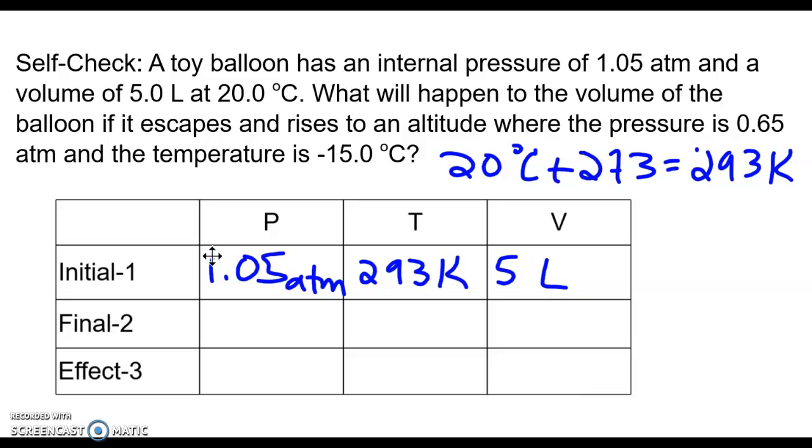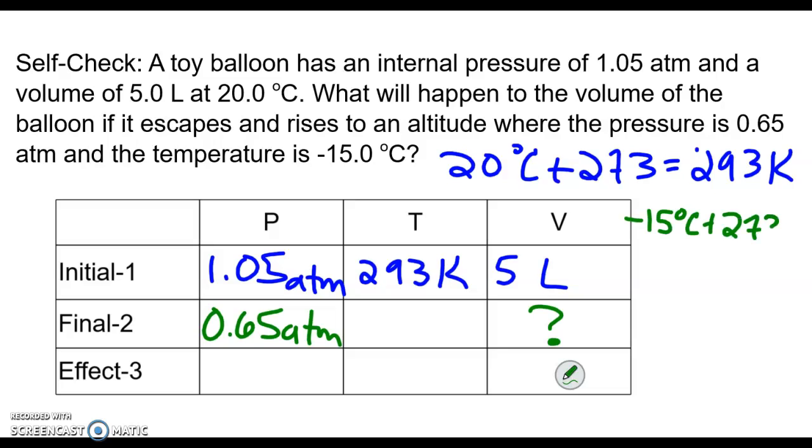We are asked what will happen to the volume of the balloon if it escapes and rises to an altitude where the pressure is 0.65 atmospheres and the temperature is minus 15 degrees Celsius. So again, we're going to add 273, convert to Kelvin, and I got 258 as my Kelvin temperature. So I'm going to put that into the table, and I'm ready to make my predictions.